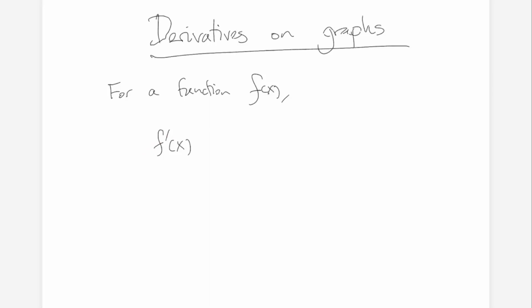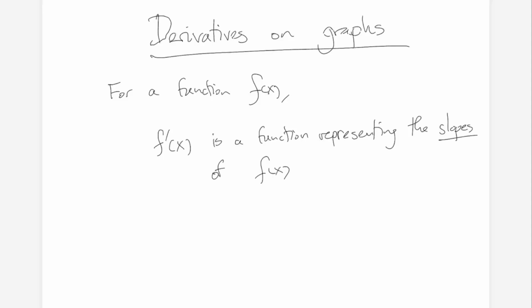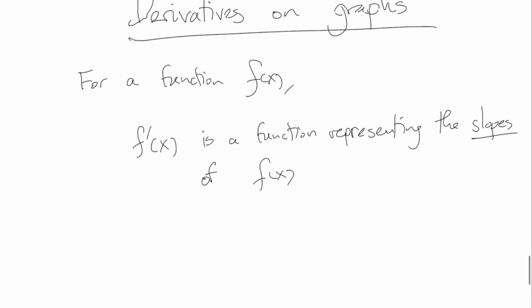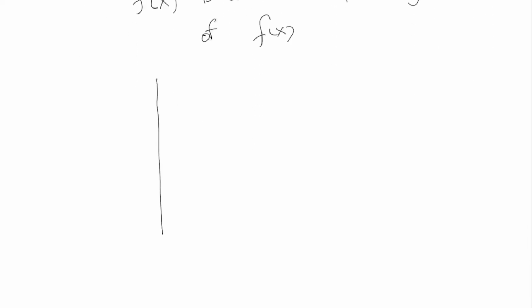So for a function f of x, f prime of x is a function representing the slopes of f of x. I say slopes because the original function has a different slope at every point, assuming it's not a straight line. And so those various slopes are what this other function is describing. All right, so for example, even if I don't give you an equation for something, I could show you a picture, and you can still say a lot about the derivative.